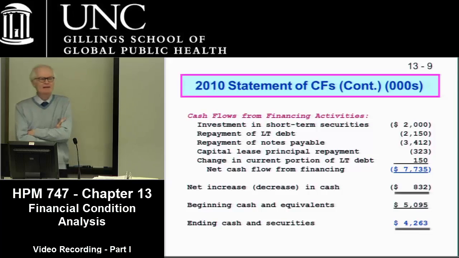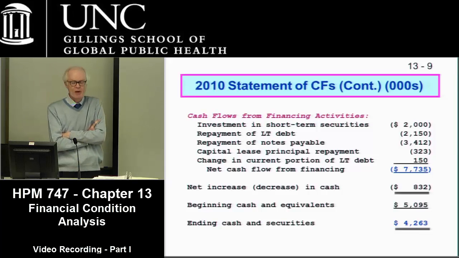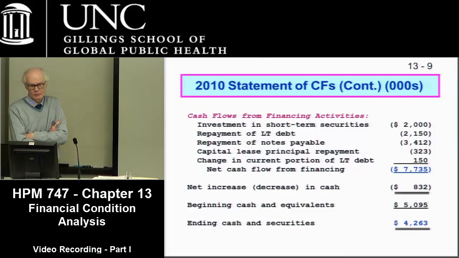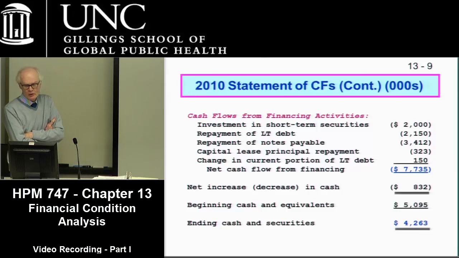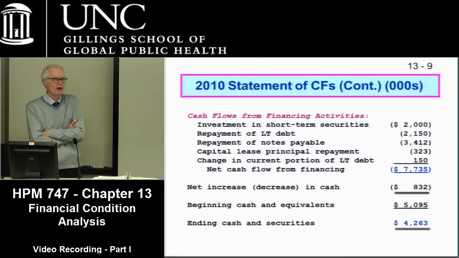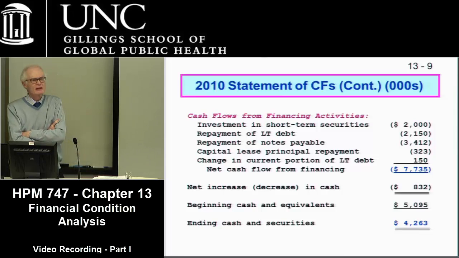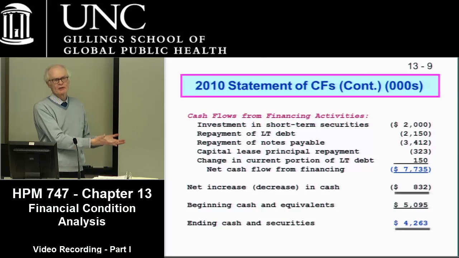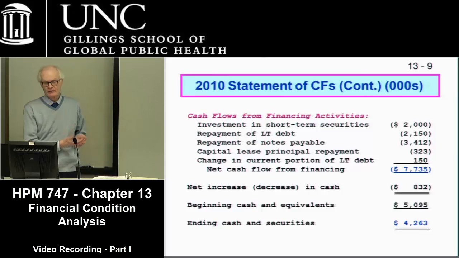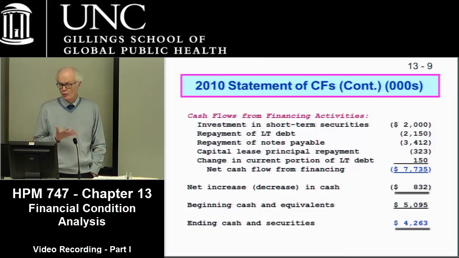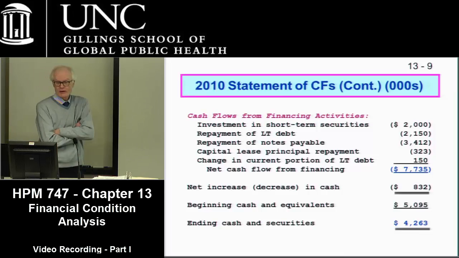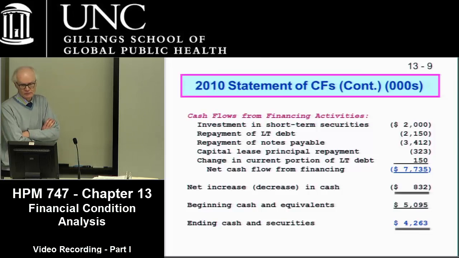Repayment of long-term debt. You've drawn your cash down by repaying your long-term debt to the tune of $2.2 million. Repayment of notes payable, the same thing, and same thing for the capital lease. The change in the current portion of the long-term debt is positive 150. Essentially what that probably means is that the current portion of the long-term debt last year was $150,000 greater than it is this year. So you have an extra $150,000 this year compared to last year because the portion is less. Overall, when you add up all those different things, what do you find?